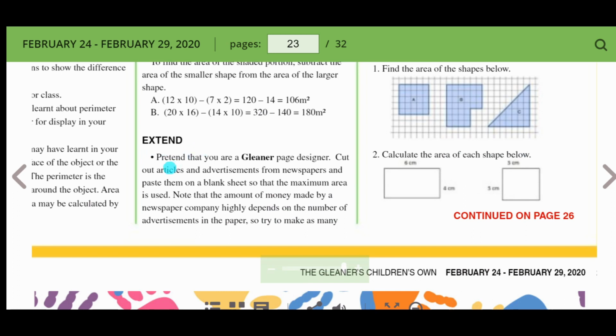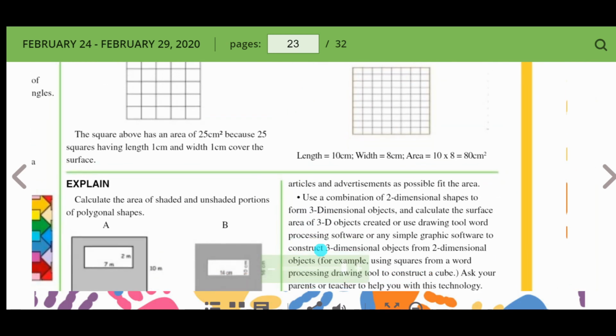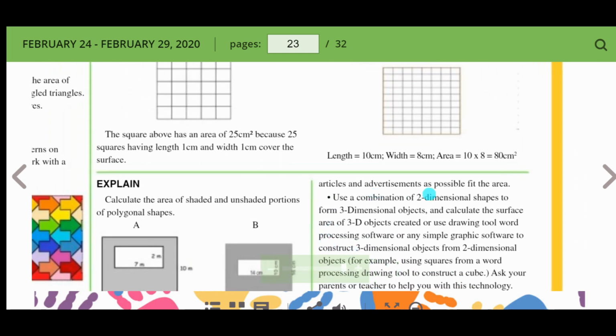Let's extend. Pretend that you are a Gleaner page designer. Cut out articles and advertisements from newspapers and paste them on a blank sheet so that the maximum area is used. Note that the amount of money made by a newspaper company highly depends on the number of advertisements in the paper. So try to make as many articles and advertisements as possible fit the area.